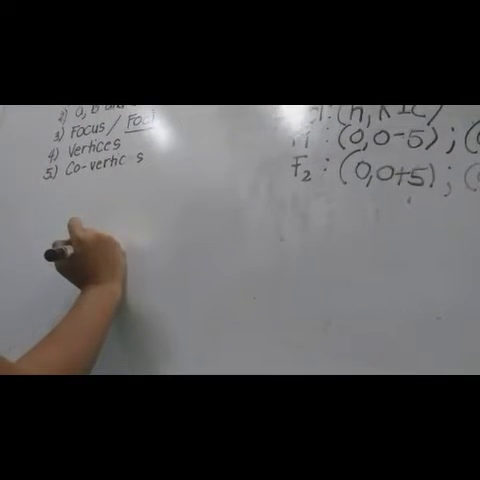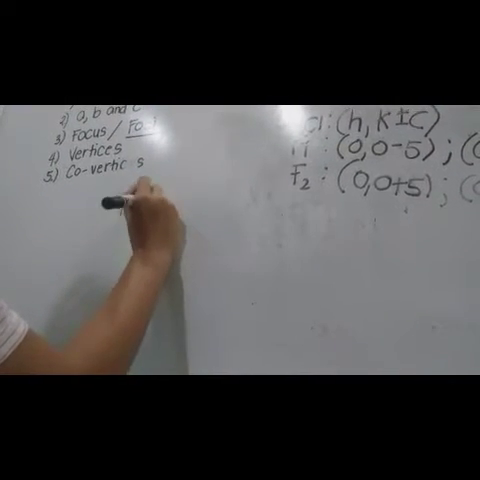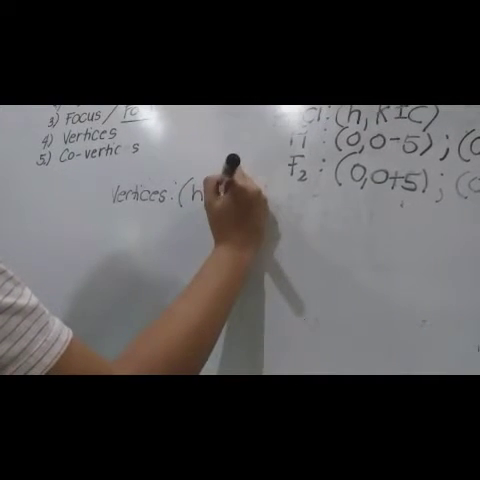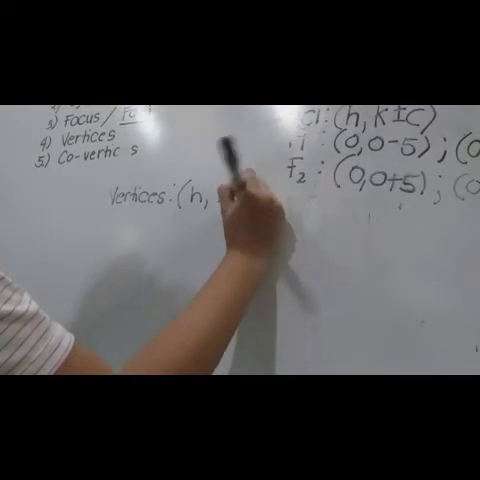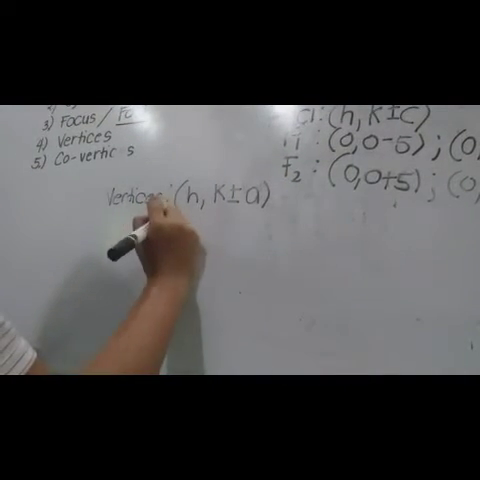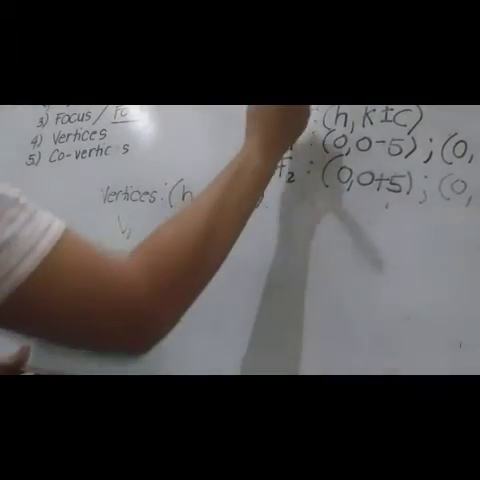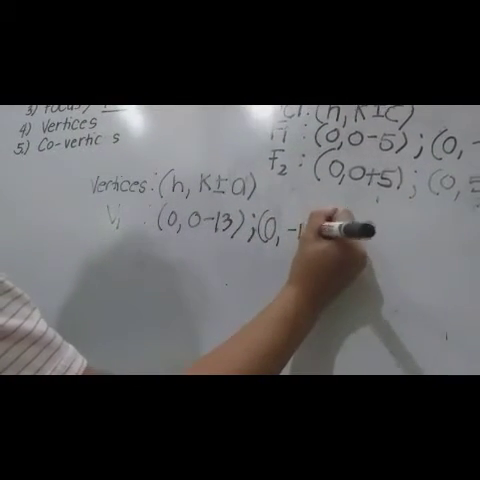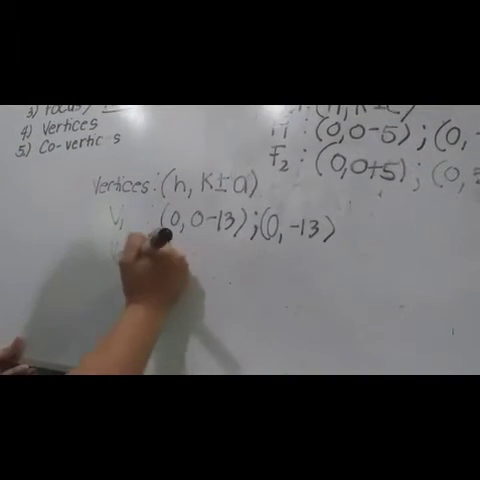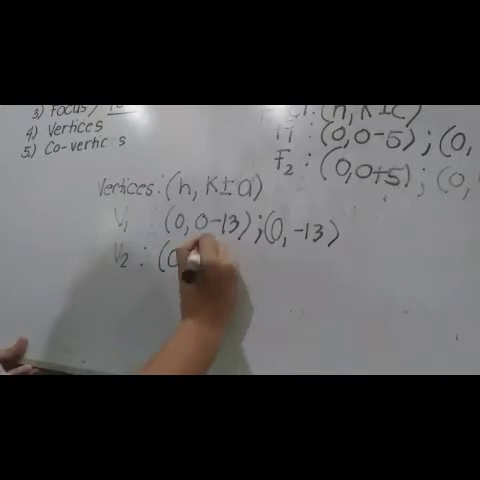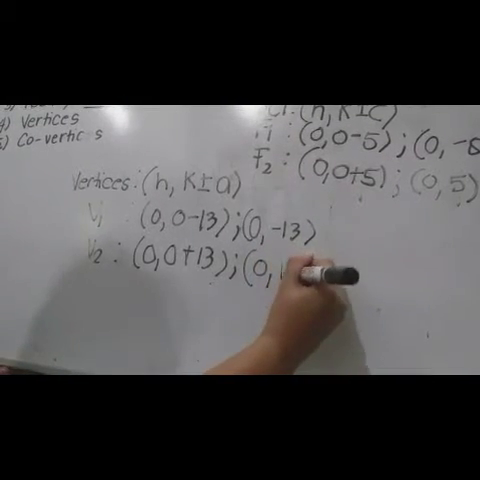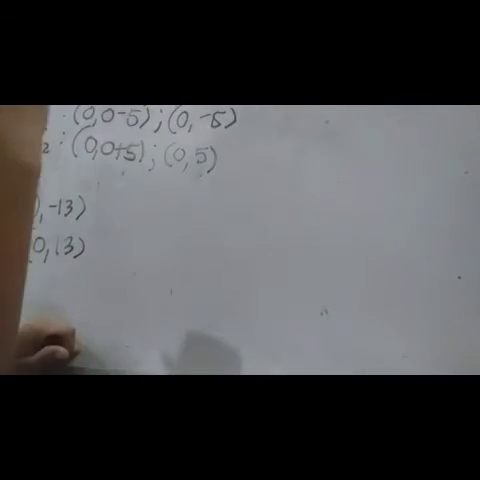Next are the vertices. Our formula is H, K plus and minus A. So our V1 is 0, 0 minus 13, and now we have 0, negative 13. And the V2, or the second vertex, is 0, 0 plus 13, and we now have 0, positive 13.